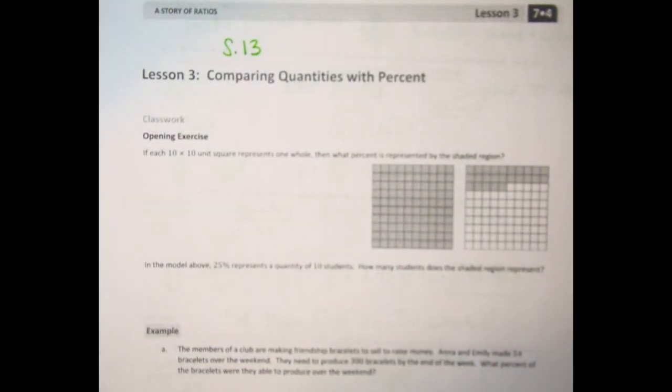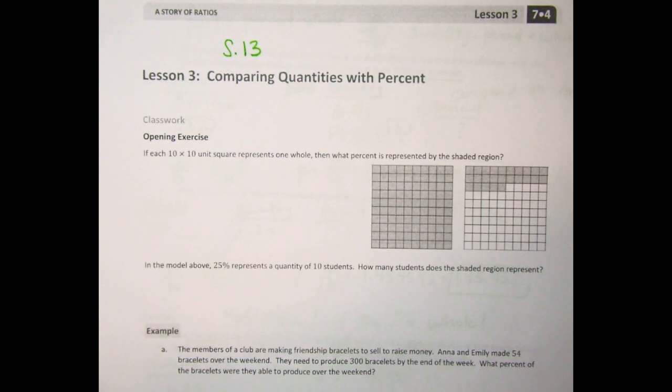Okay, so today we are on lesson 3, comparing quantities with percent. It is page S13 in your workbook. If you aren't there yet, go ahead and pause and get there now and play when you are ready. So the opening exercise, please try this on your own first. Pause, try it on your own, and then click play when you're ready.